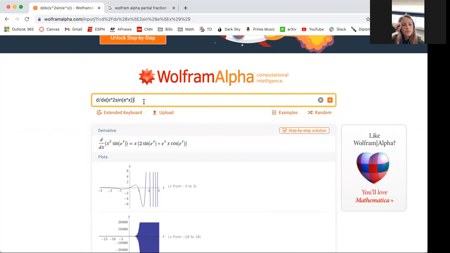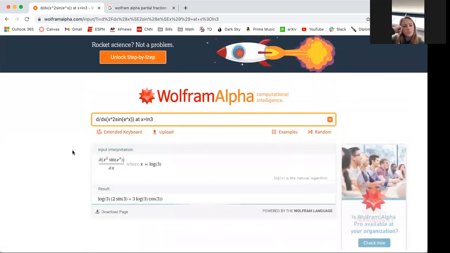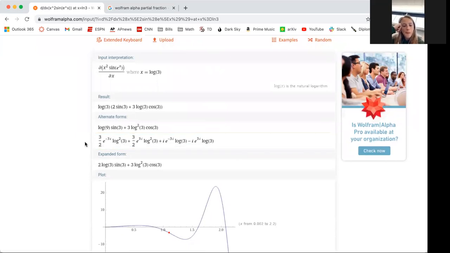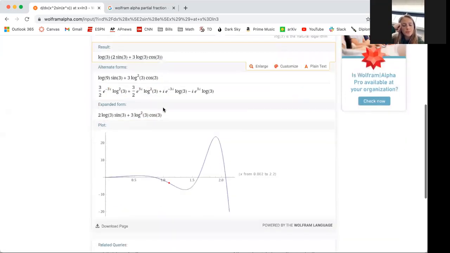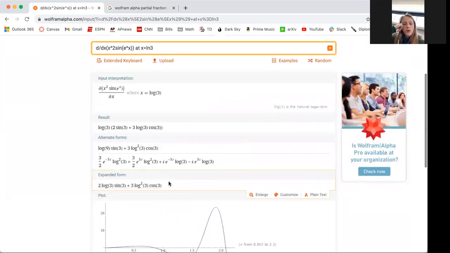And you can look up what other kind of variations can we do. So for instance, we might want to find the derivative at a particular point. So find this at natural log of 3. And so it goes ahead and it finds the derivative, but then it substitutes that value in and gives us, I guess this graph they're saying is the derivative, and this is that height at natural log of 3.